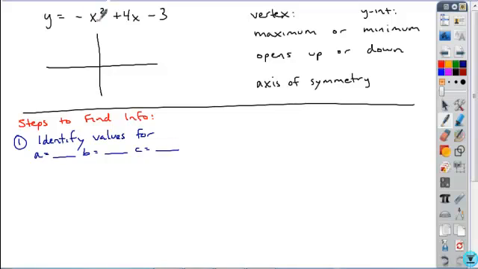Right, so when we look at this, what is our coefficient in front of the x squared? Coefficient is -1, so that's our A value. What's our B value? +4, and our C value, -3. Okay, so there's the first step. Once you get this, what you can then do is look to find the vertex.